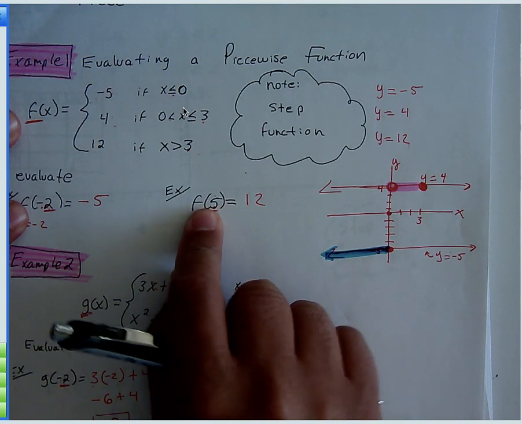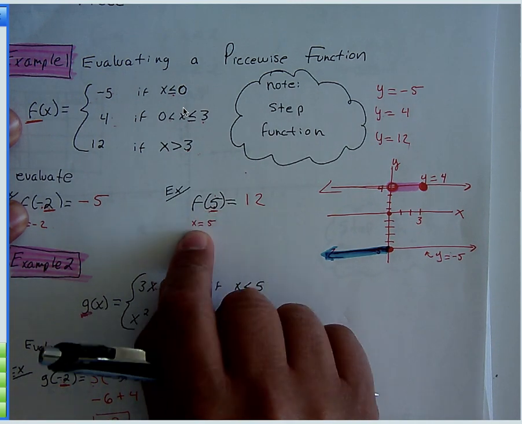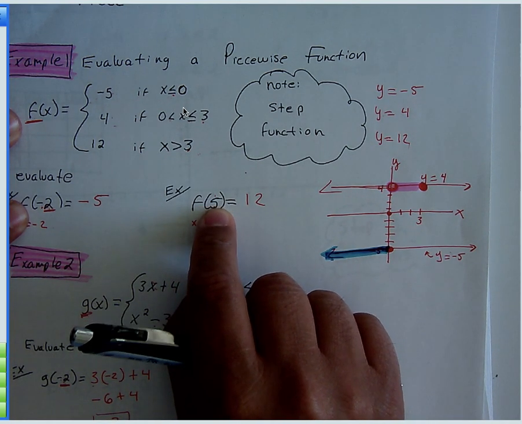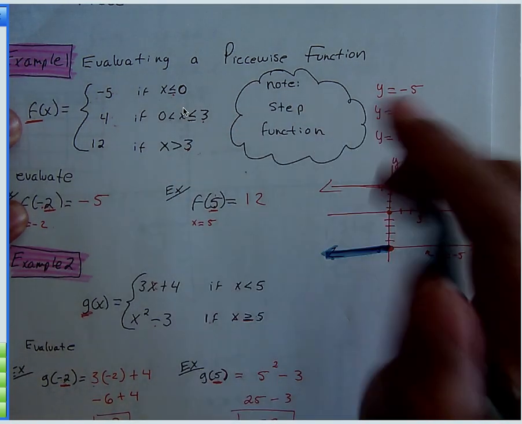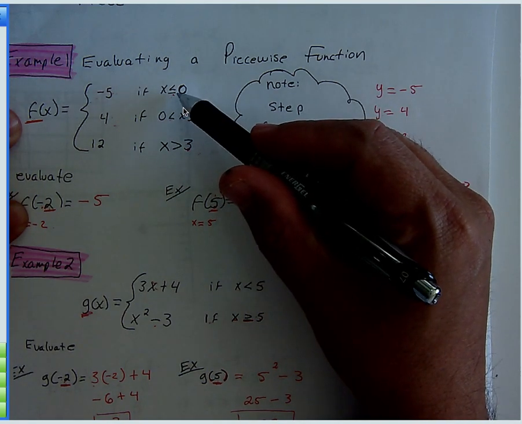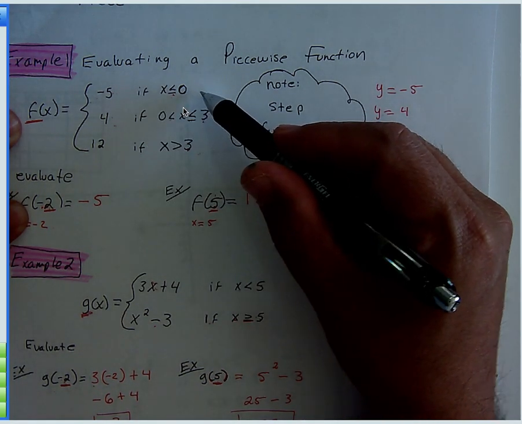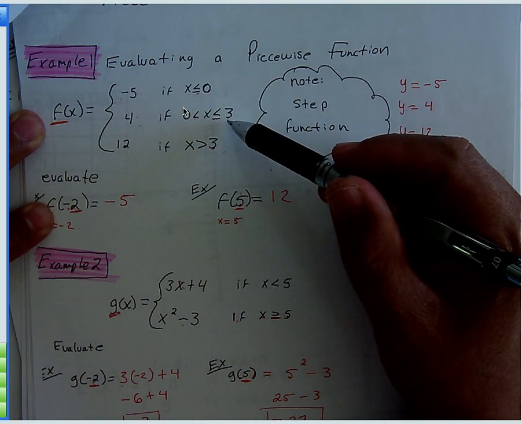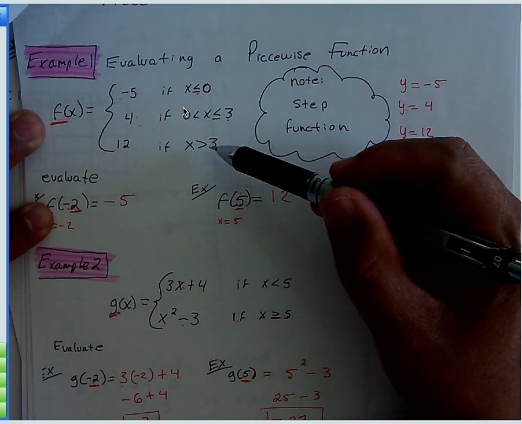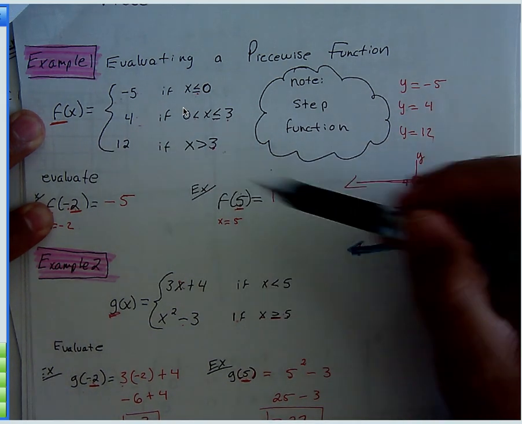Same with this one, x equals 5, as f of 5. So we are evaluating 5. So you look at the restrictions. 5 is not less than 0, so you can't use this function. 5 is not between 0 and 3, but 5 is greater than 3, so that means that would be the answer for f of 5.